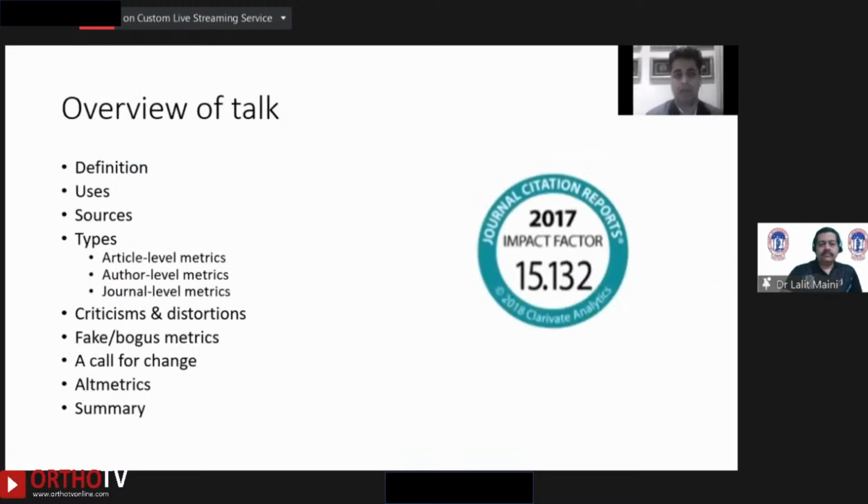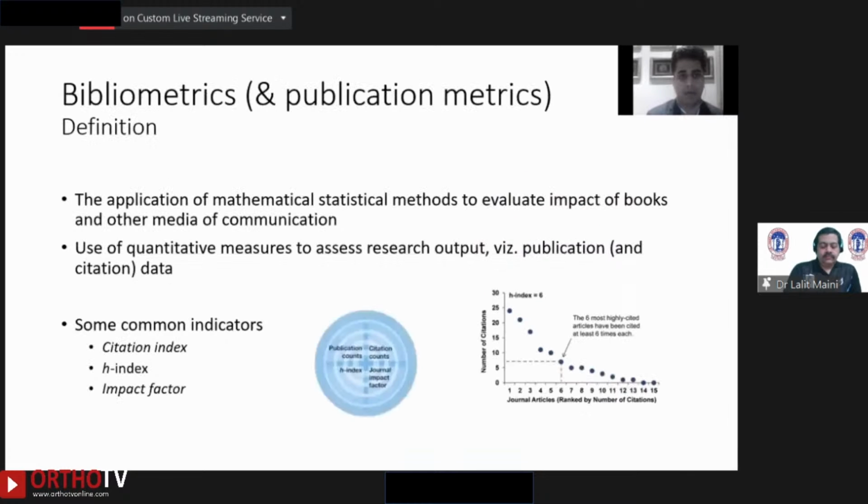But what I'm going to be talking about today is basically these things. What is the definition of publication metrics? What are the uses? What are the sources? What are the different types? Article level, author level, journal level, the criticisms and distortions with the current way of checking metrics, what are fake, what are bogus metrics, and when there's been a call for change, what are altmetrics, and I'll then summarize what I just spoke about.